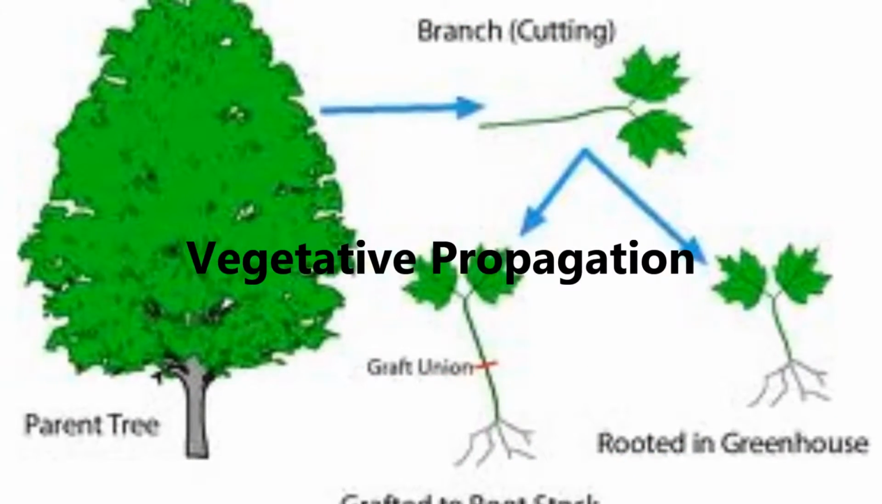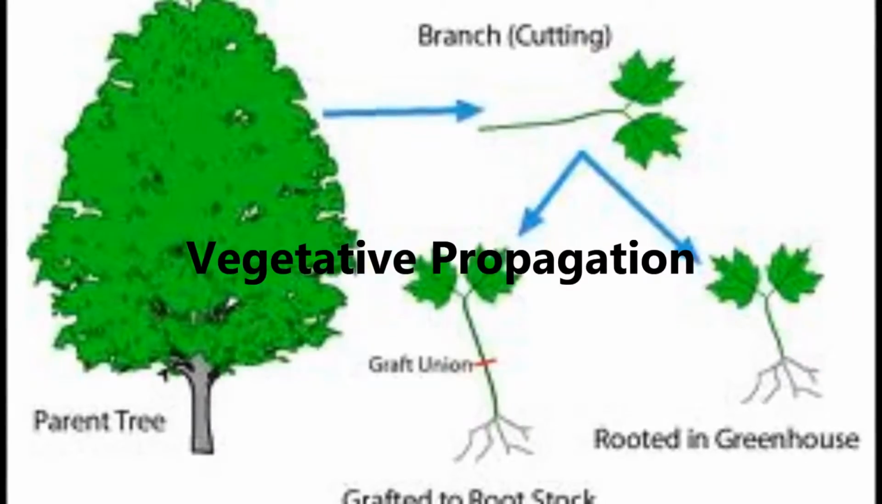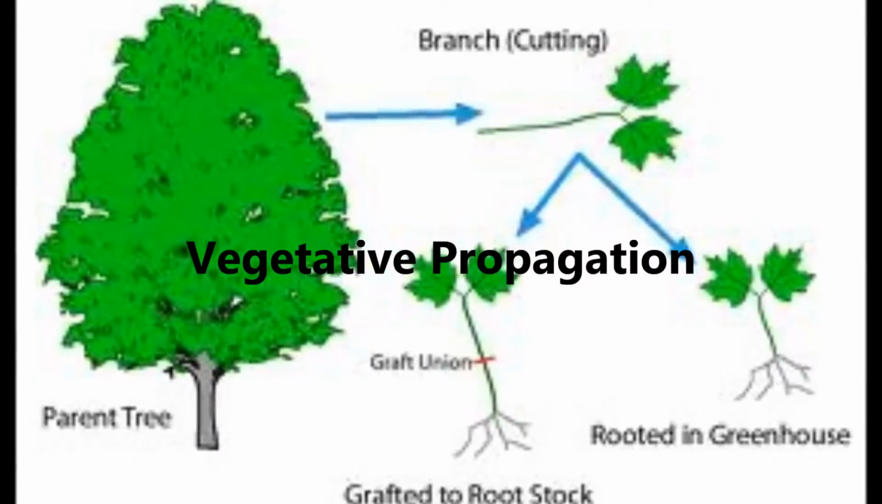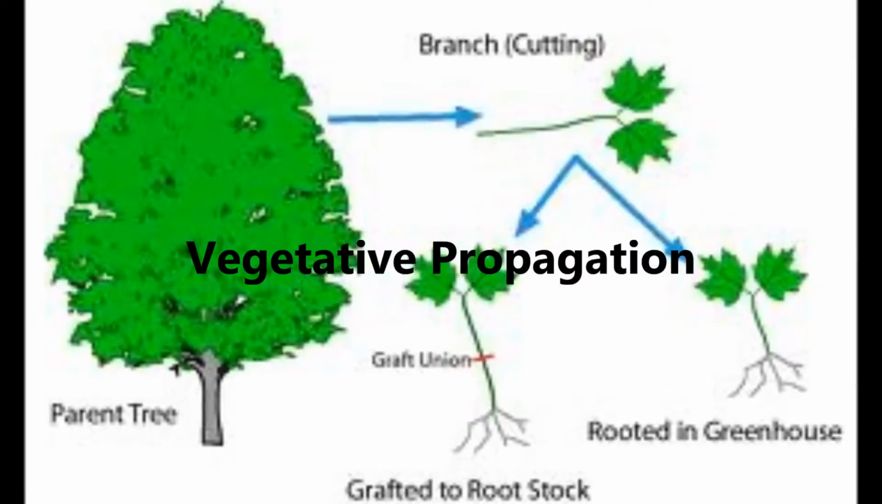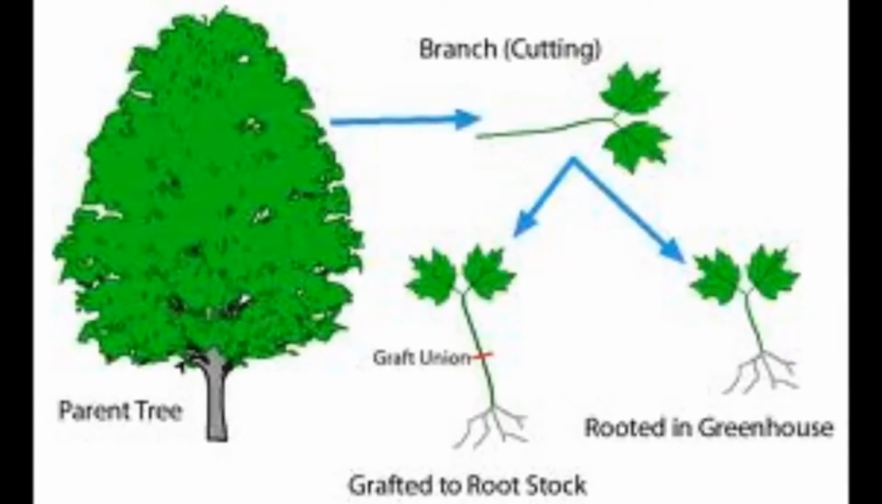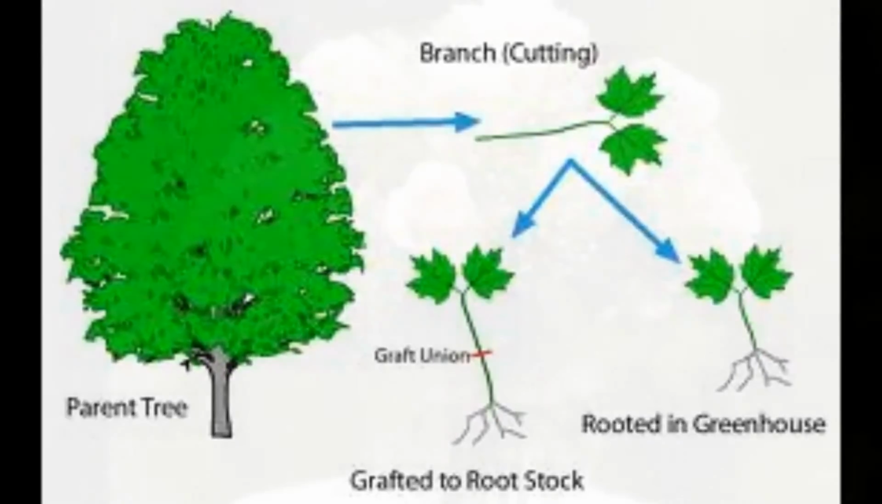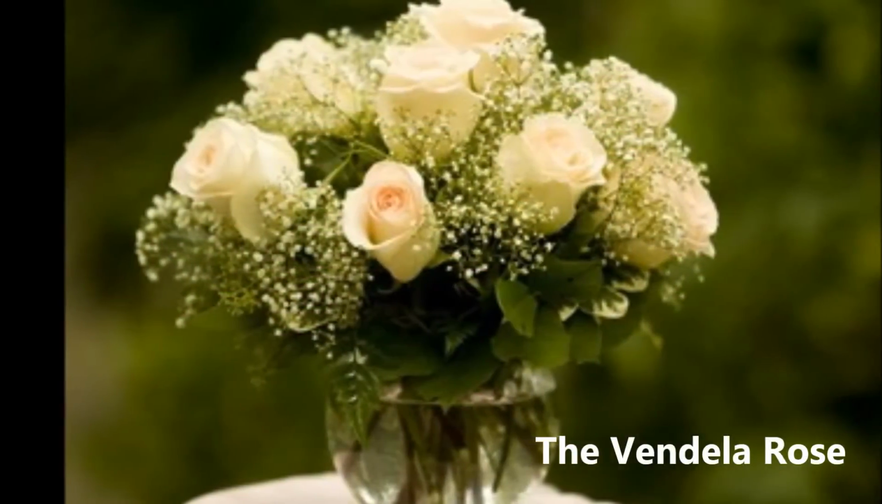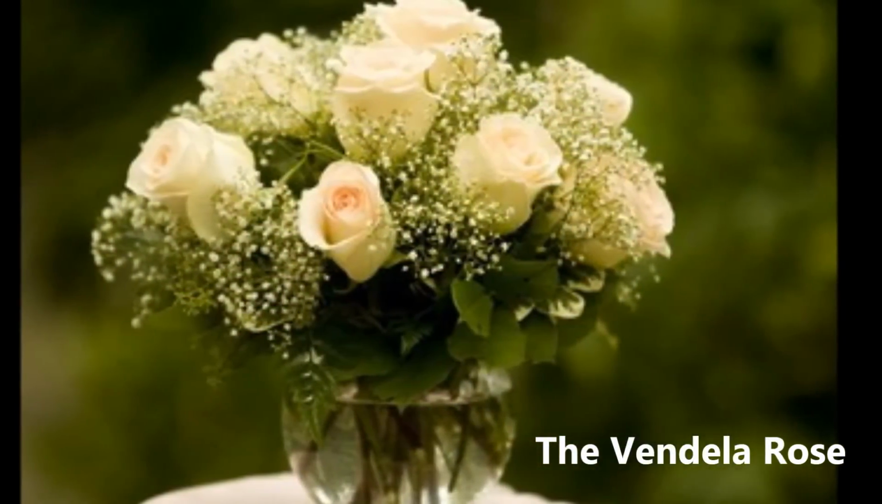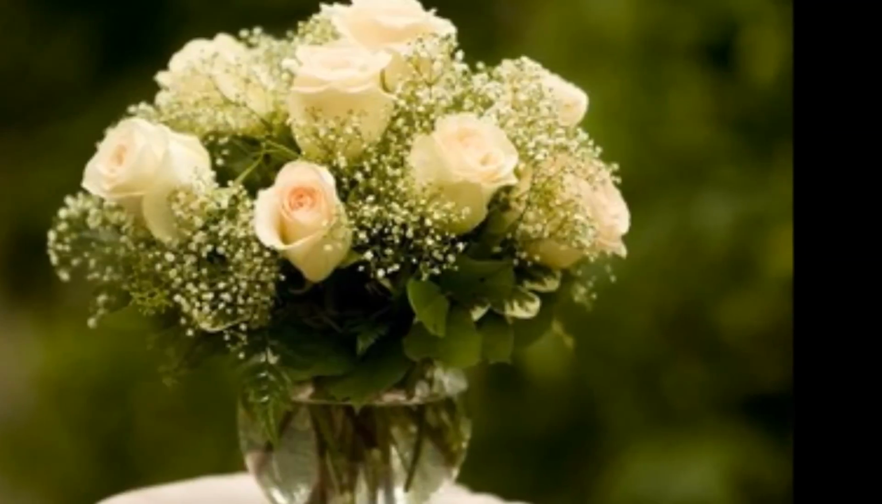Other plants like the Vendella rose use vegetative propagation to reproduce, which consists of flowering plants producing new plants from points called nodes. A new plant arises without the need for seeds or spores and involves no mixing of genes from plants. When a cutting from a stem or root is put in the ground, the plant will grow and thrive.